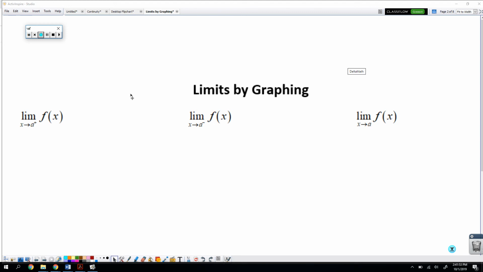All right, let's go ahead and get started with some notes for limits by graphing. So, with the notation on the left, we have the limit as x approaches a from the right side of f of x. So what we're going to write here is where the function is going, or we'll just say where the function is headed, from the right side.